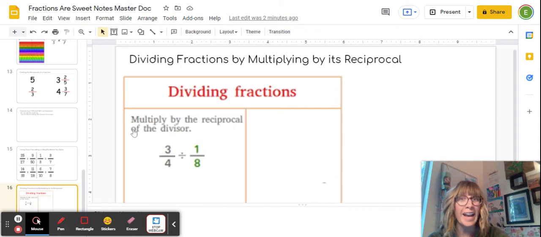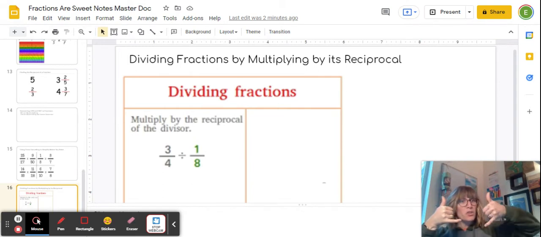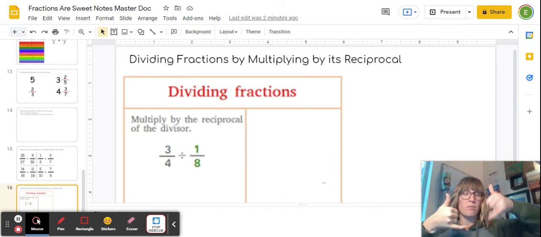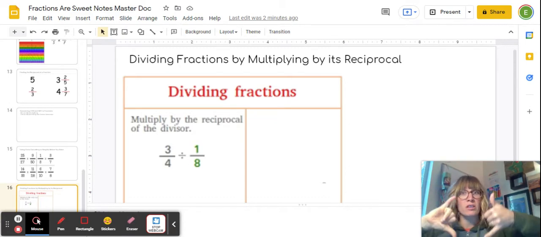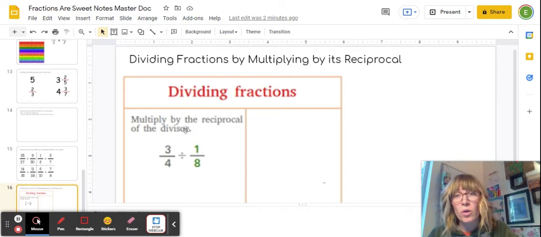Hey guys, so we're going to be dividing fractions here. And the way that we're going to do this is by using what we know about the connection between division and multiplication, in that they are each other's opposite, right?